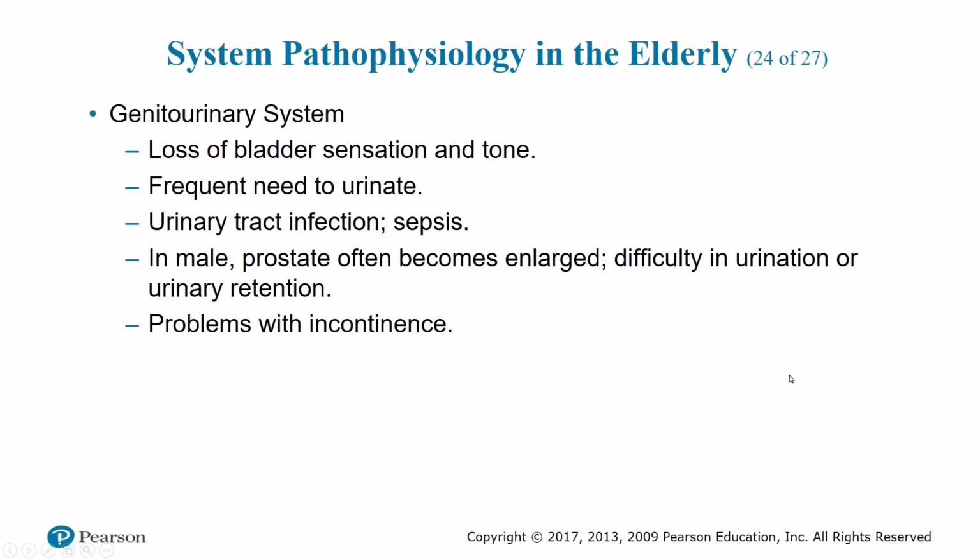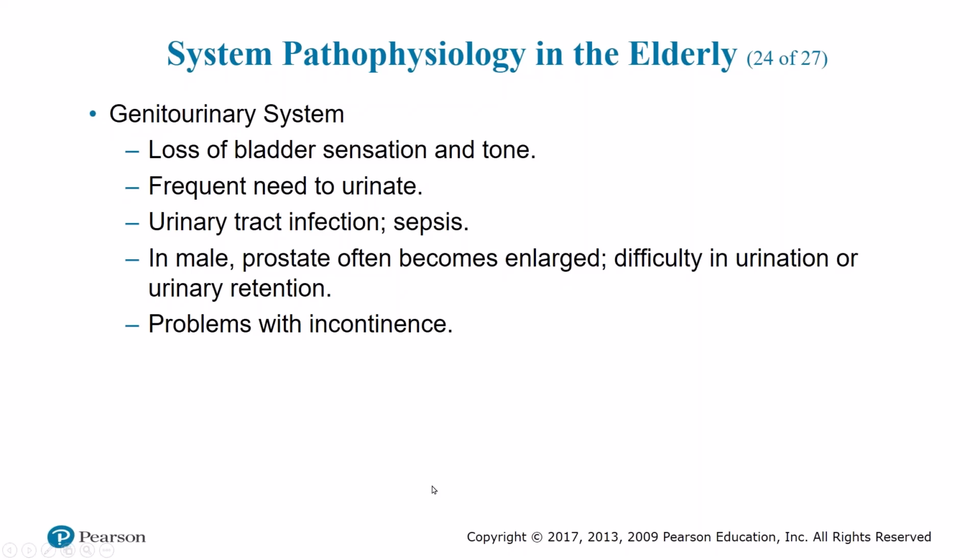GI system, when we start looking at that, the genitourinary system, when we look at reproduction, stuff like that, please realize that most elderly individuals lose bladder sensation and tone. That's why you'll see individuals wearing adult diapers and undergarments. They may have a frequent need to urinate because the bladder capacity decreases. They don't have as much muscle control over that. We'll see an increase in UTIs. Okay, patients become very, very septic very easily with this.